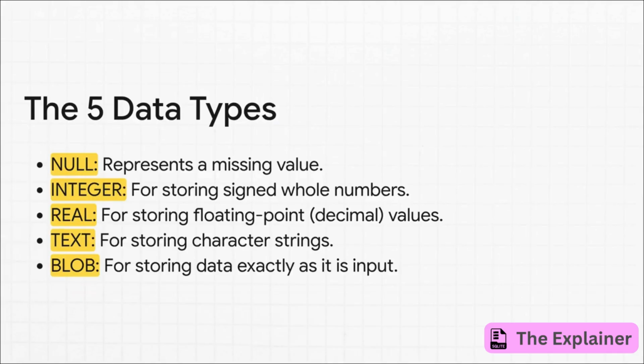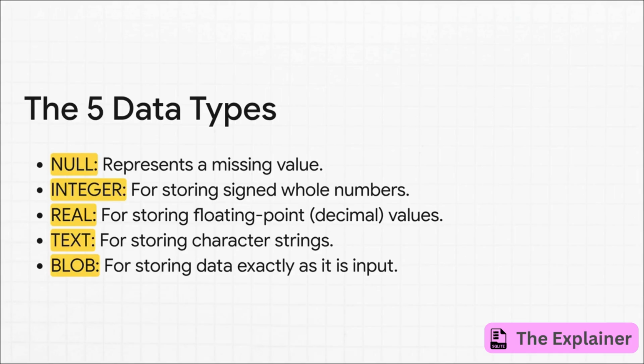All right, so what can you actually put in this database? Well, SQL keeps it beautifully simple. There are really just 5 basic types of data. You've got null, which just means nothing here. Integer for whole numbers, real for numbers with decimals, text for, well, text, and BLOB, which stands for binary large object. Think images or files, any raw data.